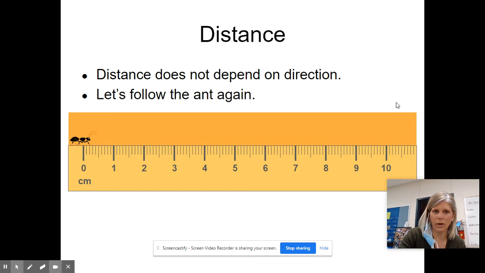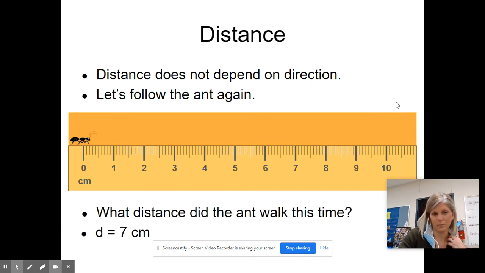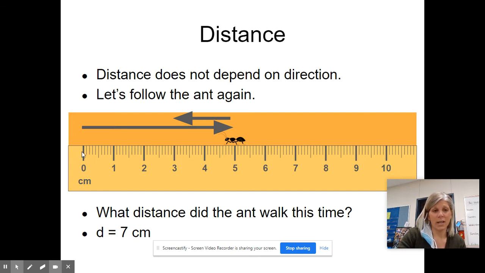And let's see what our ant does this time. Notice the ant here travels 5 centimeters and then travels 2 more centimeters from 5 to 3. So if you add these measurements up, that's 5 centimeters and 2 more centimeters, which means the ant is traveling a total of 7 centimeters. Remember that distance does not depend on the direction.